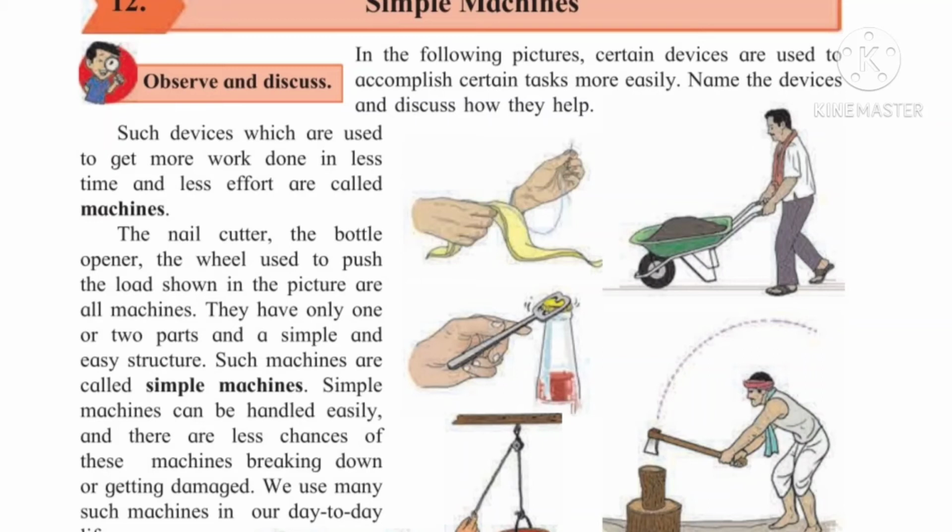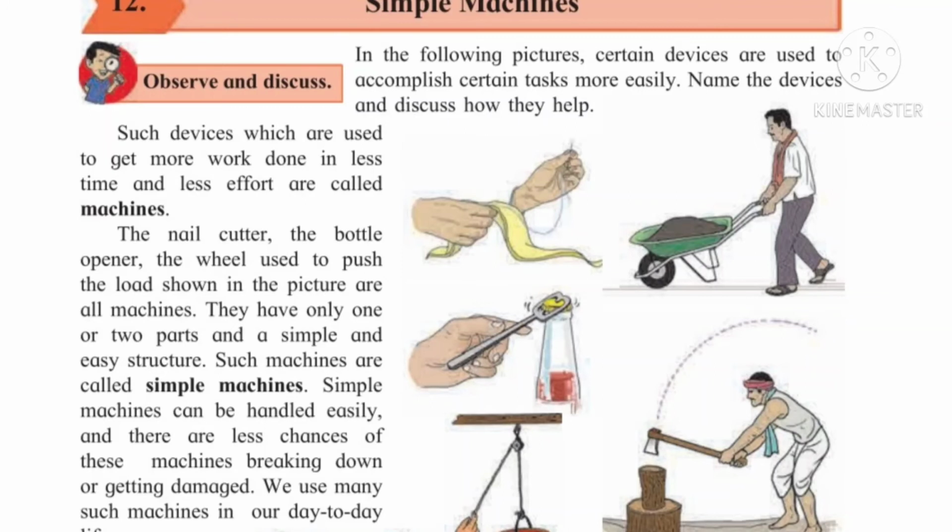And there is a wheelbarrow. Wheelbarrow helps to carry heavy loads with ease. We observe the wheelbarrow at construction sites or stations. Then the next one, a bottle opener. A bottle opener is used to open the sealed cap easily.